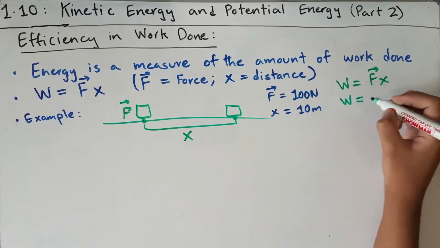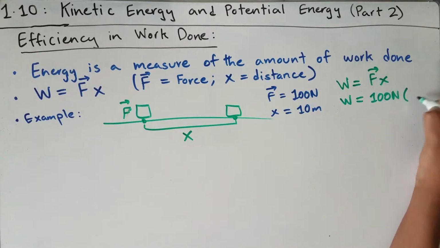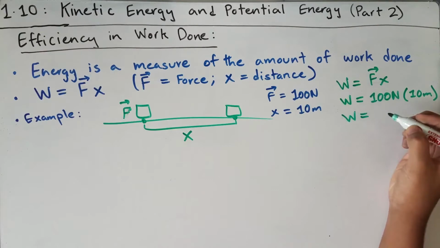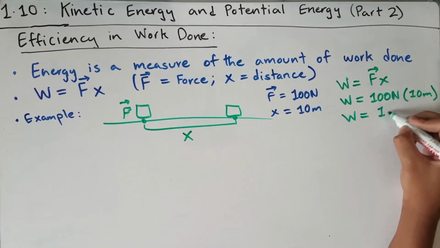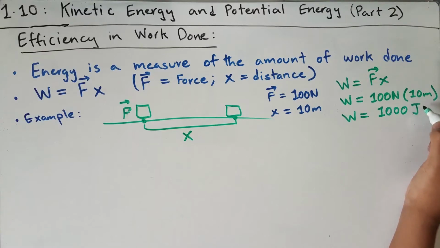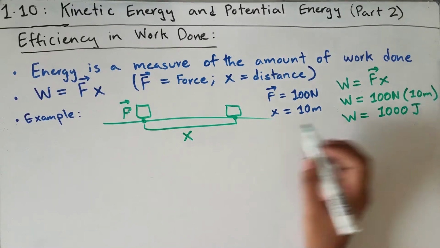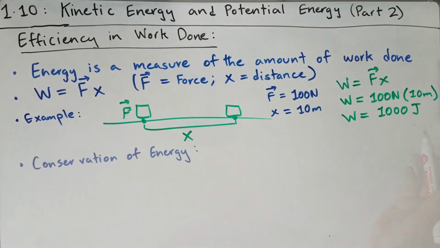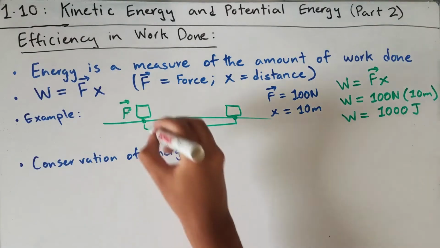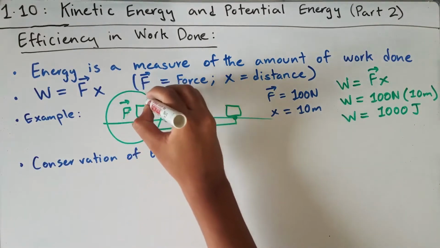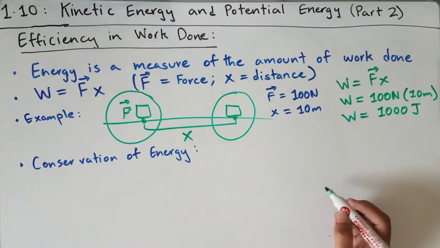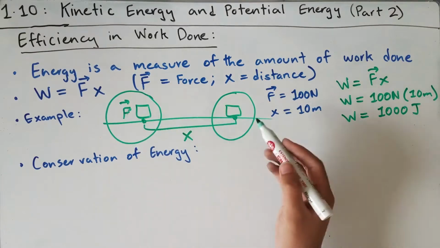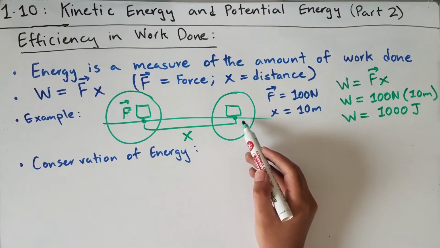So our work in this case would be 100 newtons times 10 meters, which is the distance for which the box has traveled. And we know that the unit for energy is joules. So 100 times 10 would be 1000, and our energy would be in joules. So the amount of work that we've done in this case is 1000 joules. From the scenario, we also know that the total amount of energy that had been transferred from this point to this point will always be equal, meaning that the energy at this point was conserved as it should have been conserved after the scenario had been completed.